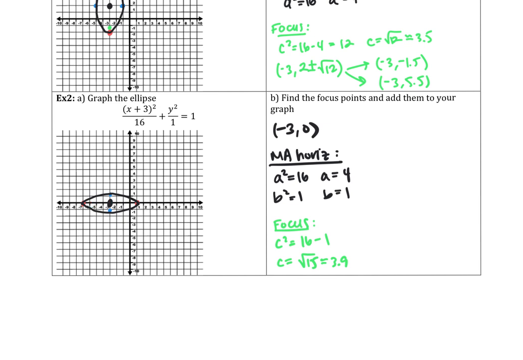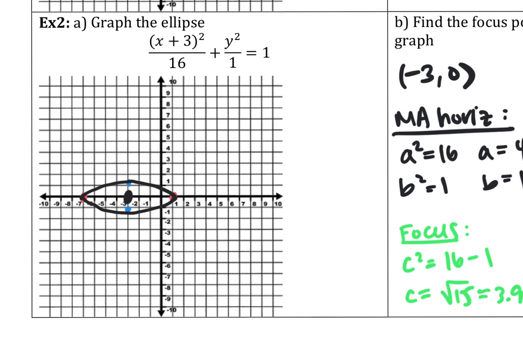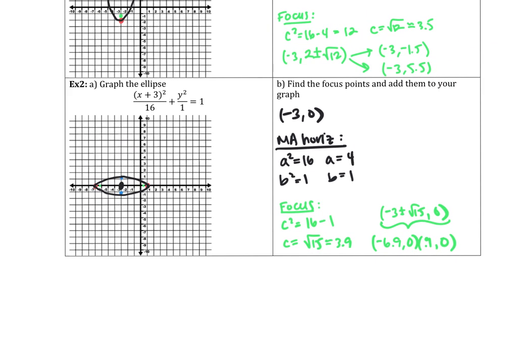So what I'm doing is I'm taking the center point and I'm moving 3.9 on either side from that center point to get the focus. So what I would have here is -3 plus or minus root 15 comma 0. The height doesn't change, I'm just moving in either direction. And since the root 15 is 3.9, these points would actually be -6.90 and 0.90. And it's okay that they're very close to the vertices, it's just that they need to be inside the ellipse. So there we've graphed our second ellipse.